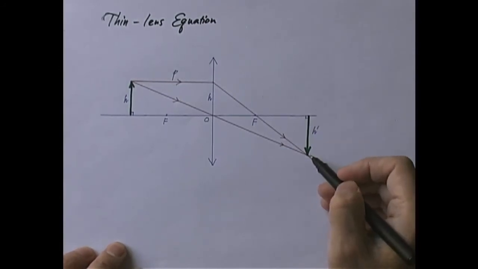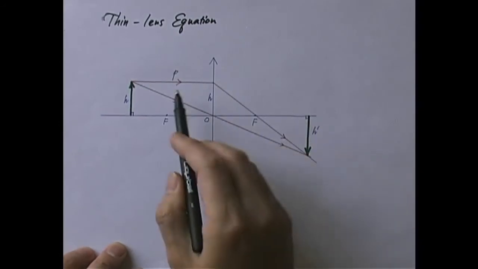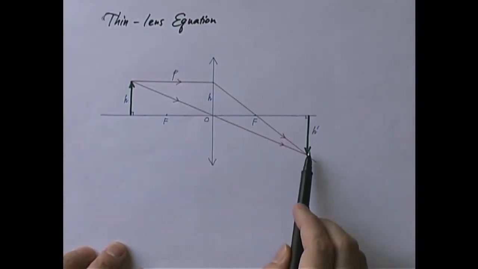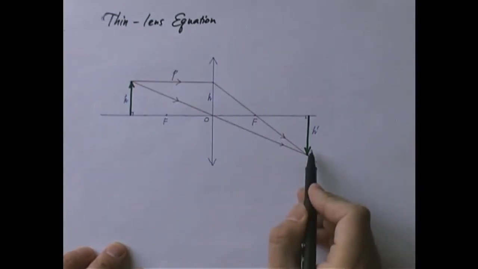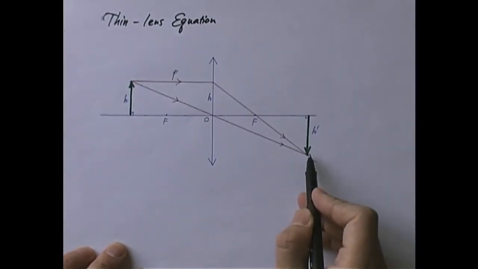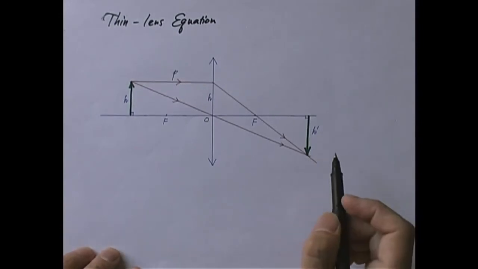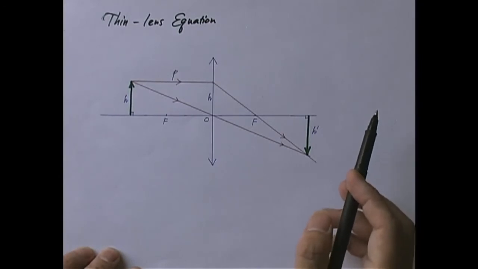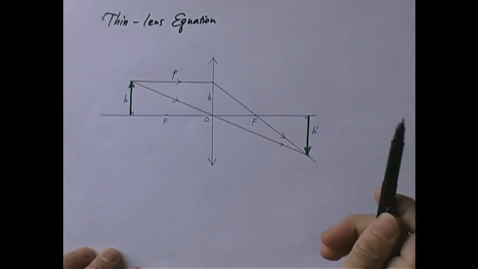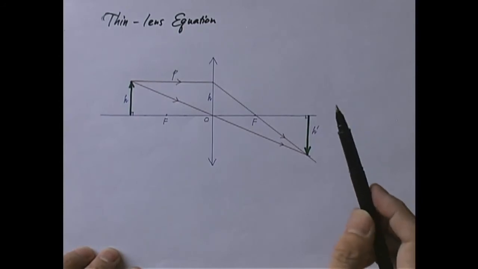Now what I want to know is how p is related to f and q. q is the distance between the image and the lens itself. So from here to there is q. I want to find the relationship. How do I do that? Well, actually it's quite simple to do. All you need is really to take note of a couple of similar triangles.